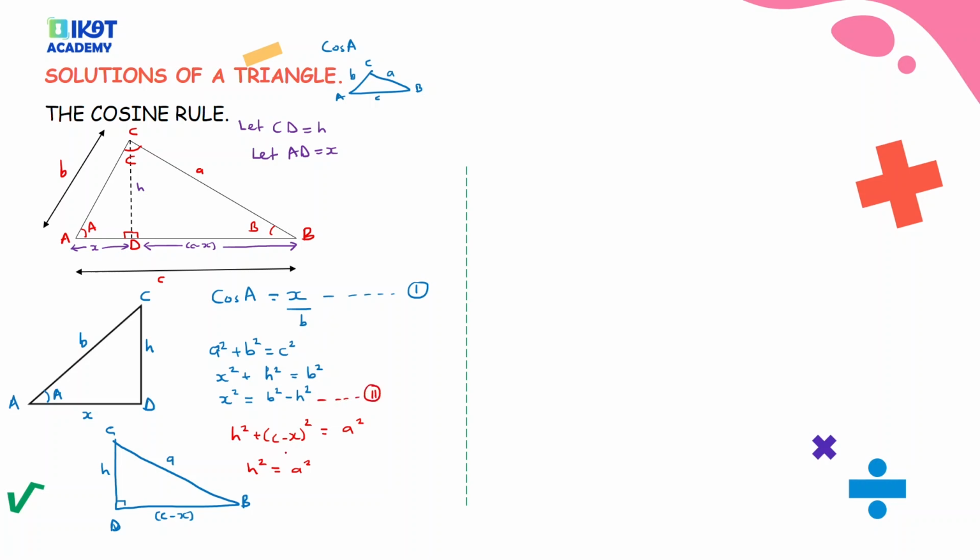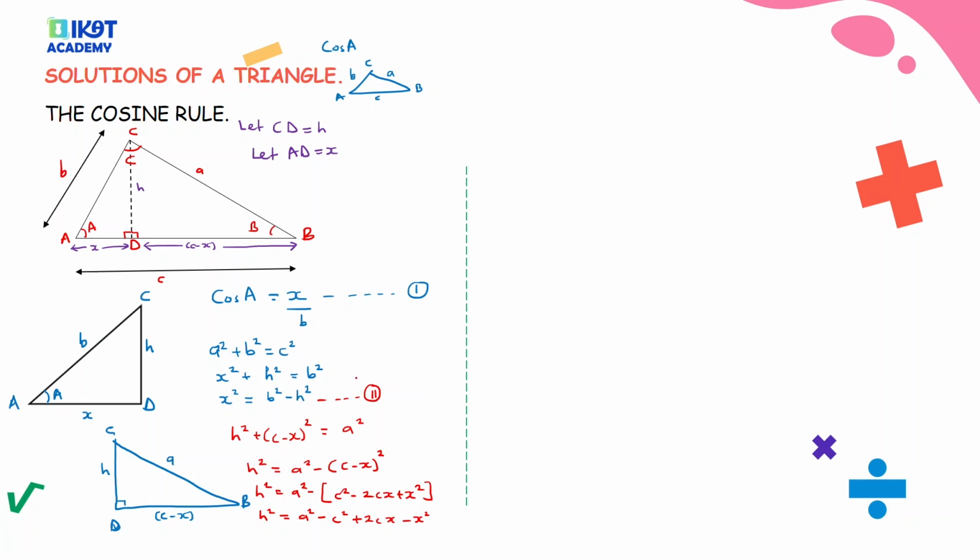Labeling these equations makes it easier for you to follow up, and even for the person marking to see what you're doing. So this is equals to that. So h squared is going to be a squared minus, here I open this bracket, c squared minus 2cx plus x squared. So finally h squared is going to be equals to a squared minus c squared plus 2cx minus x squared.